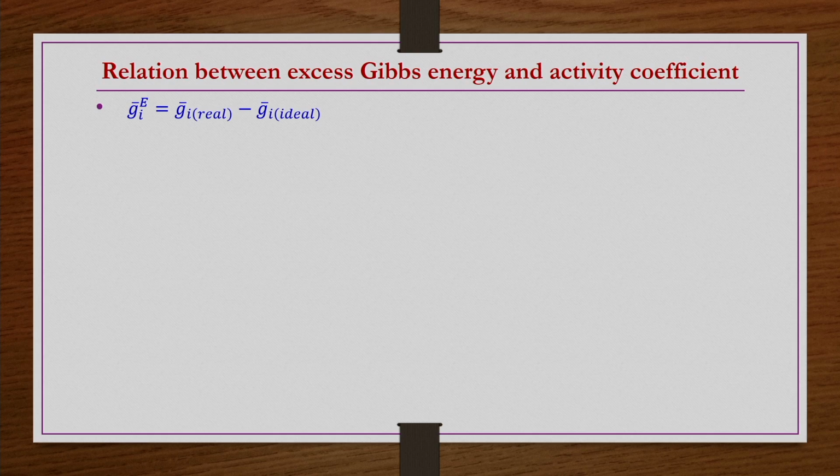So, we have defined an excess thermodynamic property as the difference between the thermodynamic property under real conditions minus the thermodynamic property under ideal conditions, or the thermodynamic property that is in excess of the ideal condition. That is what we have defined as an excess thermodynamic property.